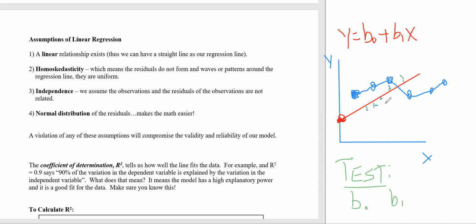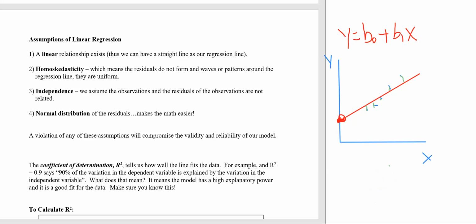Okay. All right. So now let's clear some of this off. I'm going to keep this picture up here. And now what we're going to do is look at this model which we've created, and let's check off the assumptions.